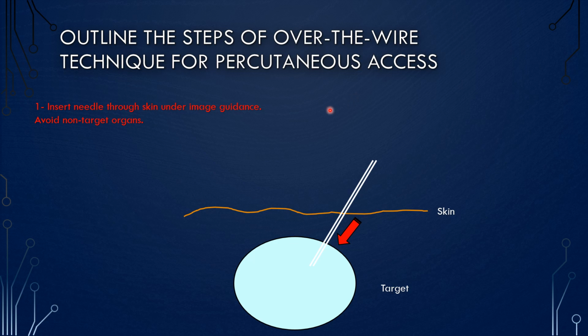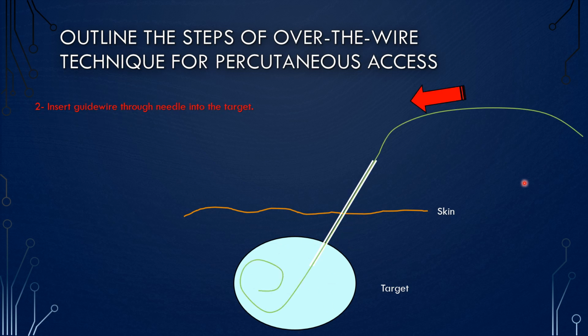useful to you. So first, you would insert the needle through the skin under image guidance, and be careful, try to avoid non-target organ. This is the skin, and this is your needle going in all the way to the target area. And then once your needle reaches the target area, you basically put in a wire and you loop it inside the target area.